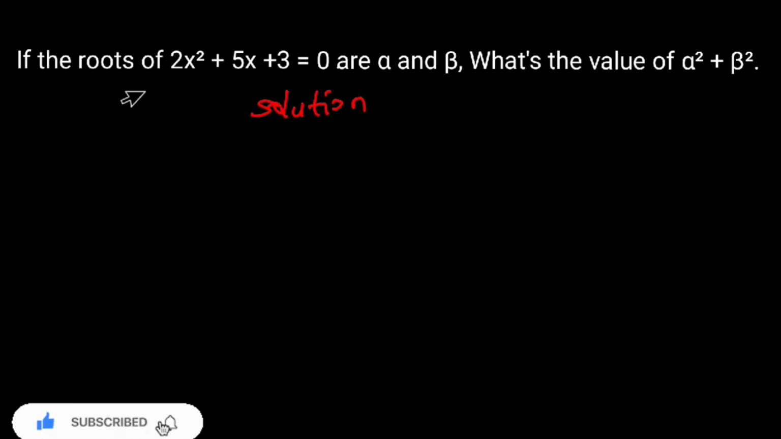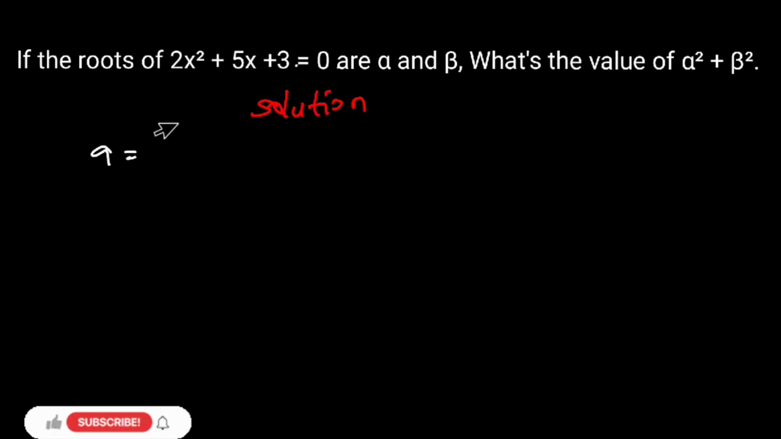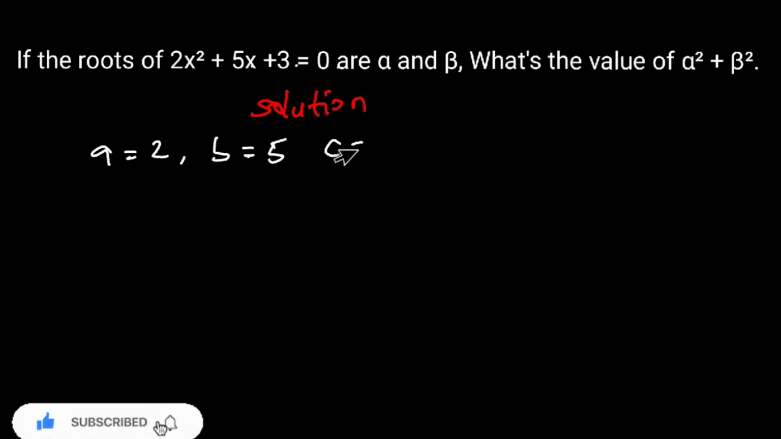First, let's identify a, b, and c in this quadratic equation. So a is the coefficient of x squared, which is equal to 2. Then b is the coefficient of x, which is equal to plus 5. And then c is the constant, which is equal to 3. So the next thing we'll do is to find the product of the roots and the sum of the roots.